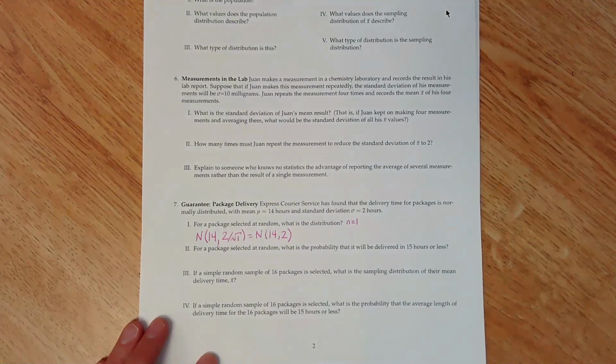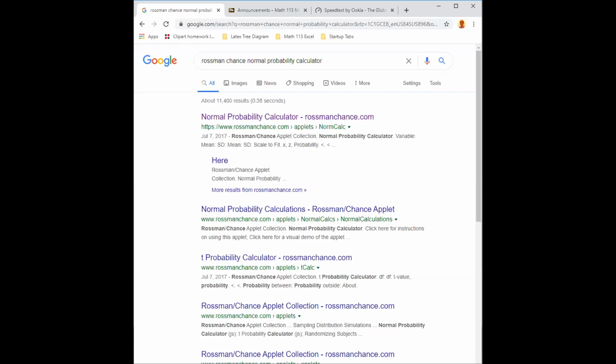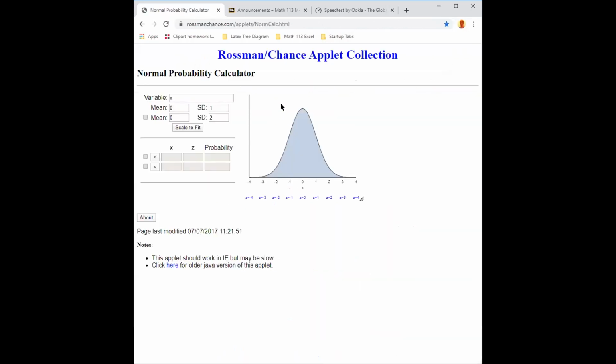All right, and we're looking for a package selected at random. What is the probability that it will be delivered in 15 hours or less? Okay, so we're going to use our Rossman Chance normal probability calculator that we used in chapter 3. You can just Google Rossman Chance normal probability calculator. And there it is. So we'll put in our 14 for our mean and our standard deviation of 2 and click scale to fit.